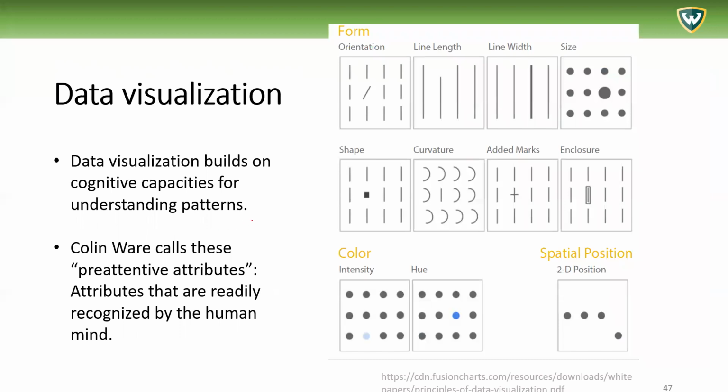Data visualization builds on cognitive capacities for understanding patterns. Colin Ware, who is a famous author studying and writing about data visualization, called these pre-attentive attributes. So these are the attributes that are readily recognized by the human mind. So things like orientation, you know, something vertical, what's the length, what's the thickness, size, curvature, shape, added marks, enclosure, and so on, color, spatial position.